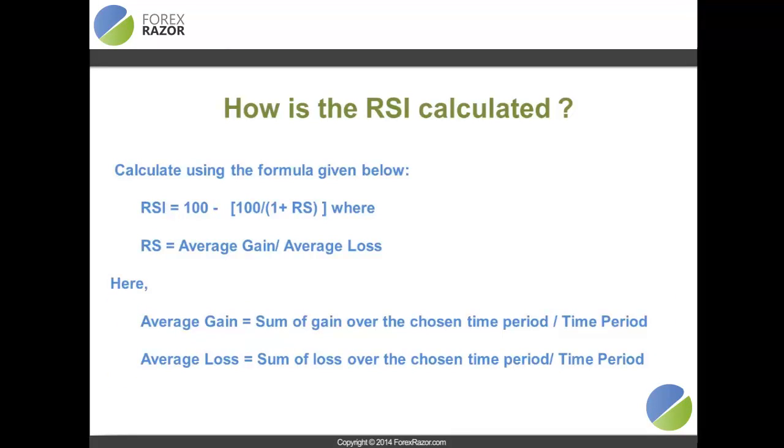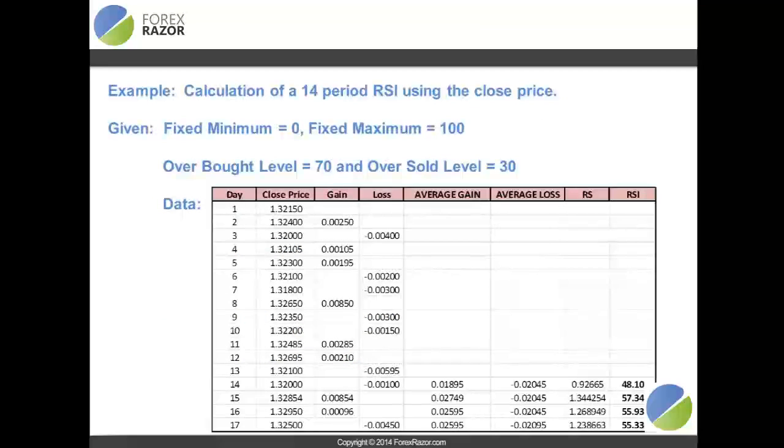Let's consider an example to understand this better. We consider the calculation of a 14-period RSI using the close price of the financial instrument as the reference price. The fixed minimum is set at 0, the fixed maximum is set at 100, the overbought level is at 70, and the oversold level is at 30. We consider the data for the close price of the euro dollar as given in the table. The gain is the difference between the close price for day 2 and the close price of the previous day, that is day 1.